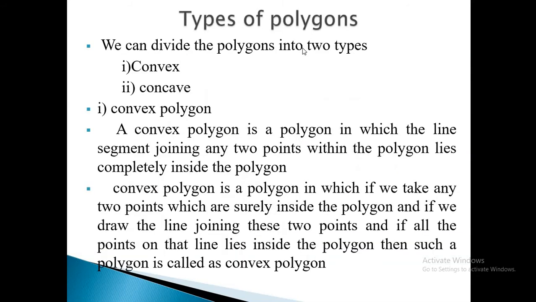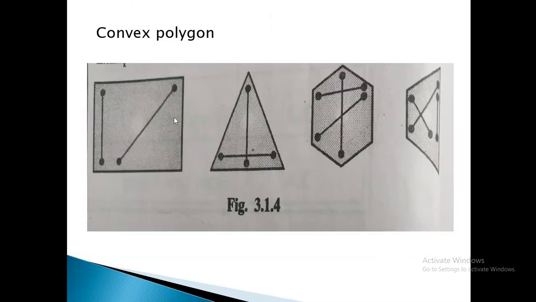Okay, then the types of polygon. We can divide polygons into 2 types, that is convex and concave polygon. A convex polygon is a polygon in which the line segment joining any 2 points within the polygon lies completely inside the polygon. So in a convex polygon the line lies completely inside the polygon, and then it's called a convex polygon.